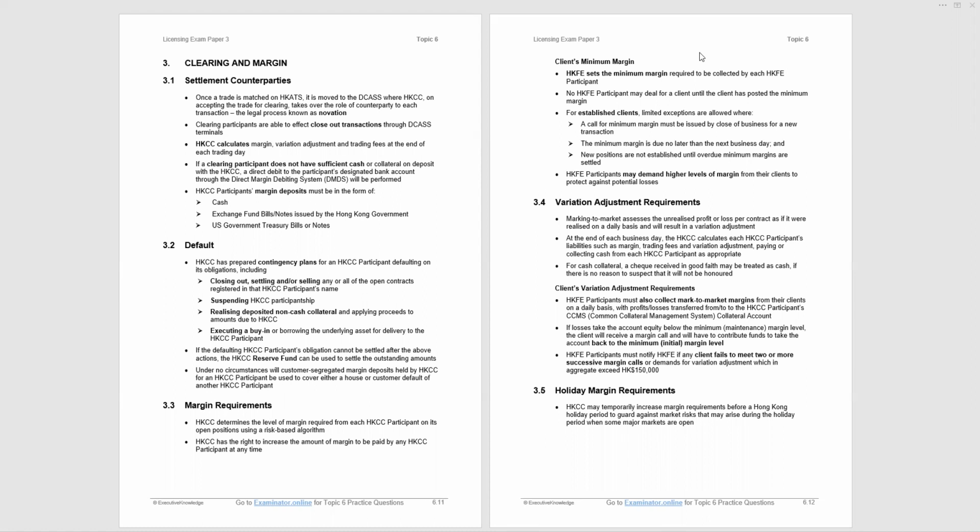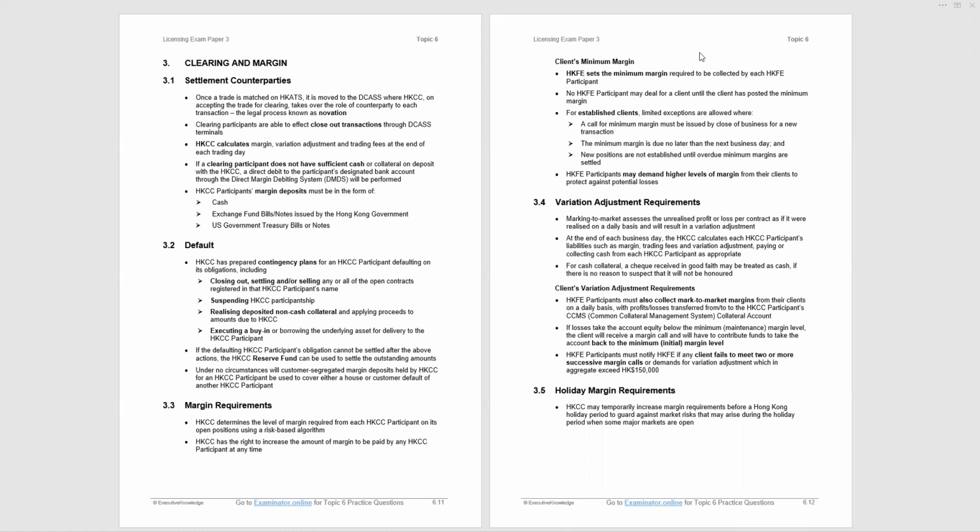Now, top of page 6.12, the client's minimum margin. So this is the end client. The futures exchange sets minimum margin requirements that are required to be collected by each participant. But the participant can ask for a higher margin from the client if they consider risk is involved. No futures exchange participant may deal for a client until the client has posted the minimum margin.